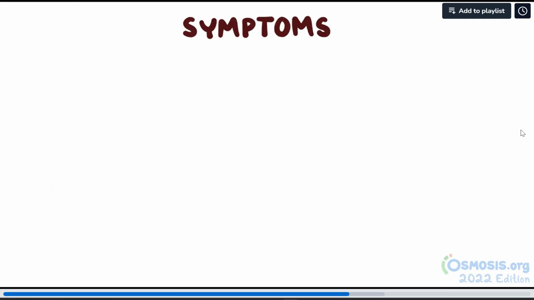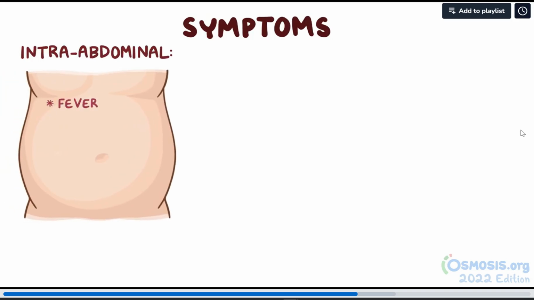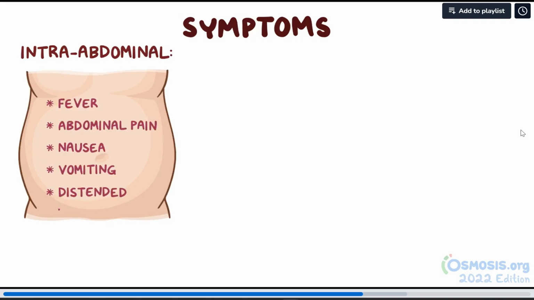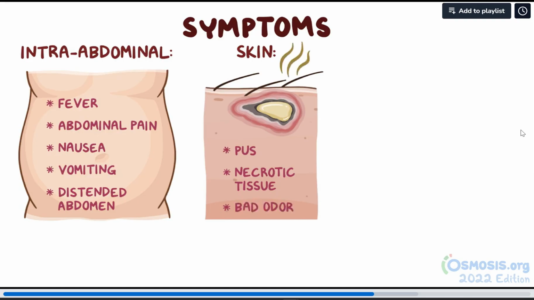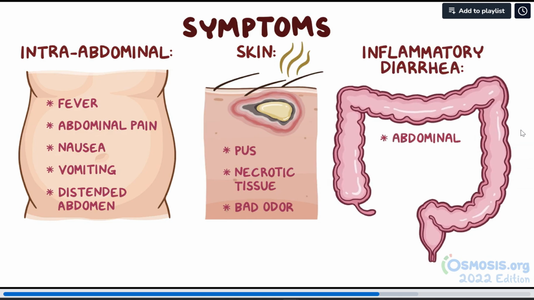Now, symptoms vary widely depending on the site of the infection. For example, intra-abdominal infections may cause a fever, abdominal pain, nausea, vomiting, and a distended abdomen. With skin infections, there's pus, necrotic tissue, and a bad odor, characteristic of anaerobic infections. And with inflammatory diarrhea, there's abdominal pain and, well, watery diarrhea.